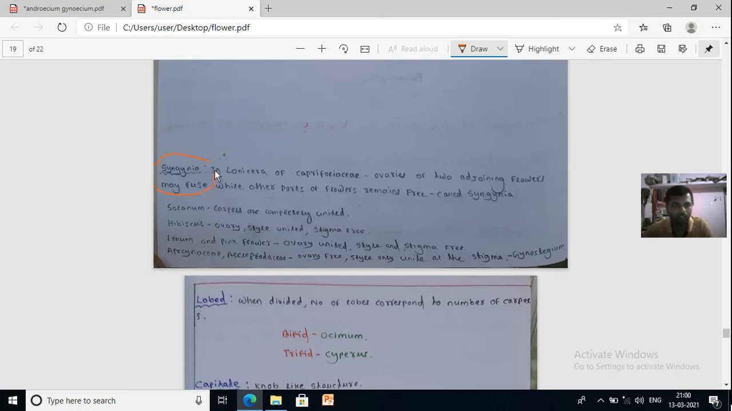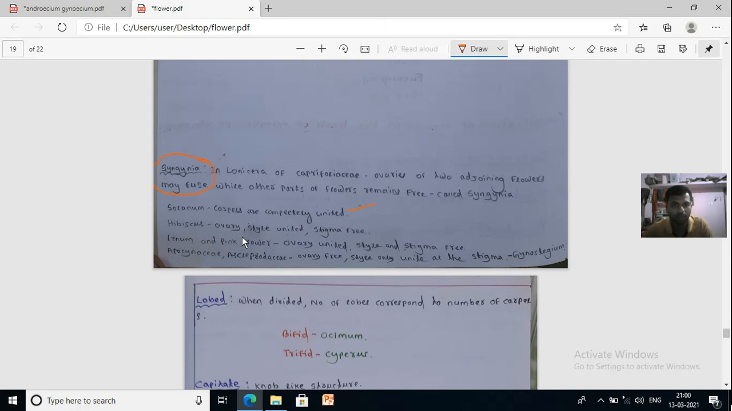One condition is syngynia. In Lonicera of Caprifoliaceae, ovaries of two adjoining flowers may fuse while other parts of the flower remain free. This is known as the syngynia condition. In Solanum, the carpels are completely united. Always you have to remember these points.